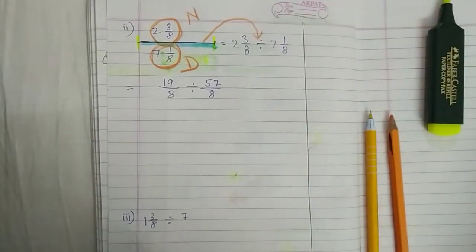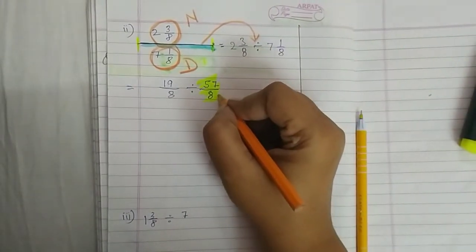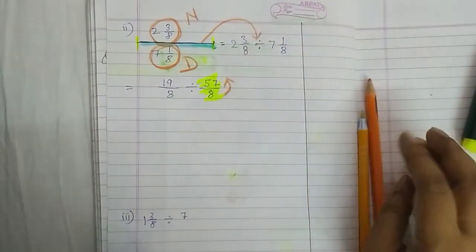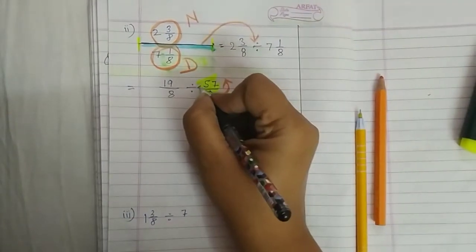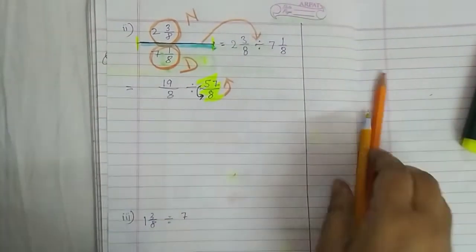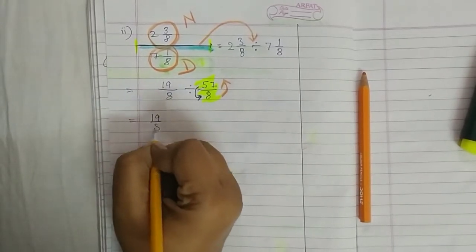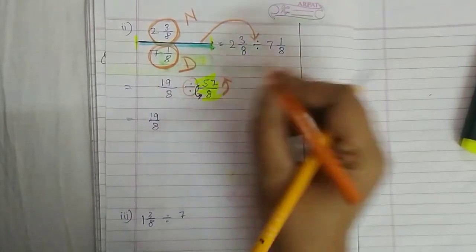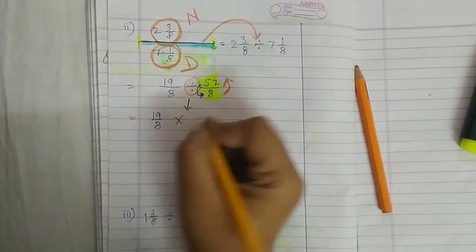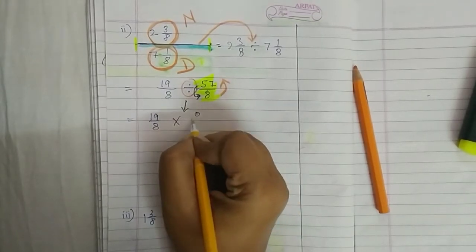We will take the reciprocal of the divisor, that is 57 upon 8. What will happen here? The denominator 8 will become numerator, and this numerator 57 will become denominator. Simple. So copy the dividend as it is, 19 upon 8. And this sign will change into multiplication. Why? Because we are taking the reciprocal of the divisor. So 57 upon 8 will be 8 upon 57.